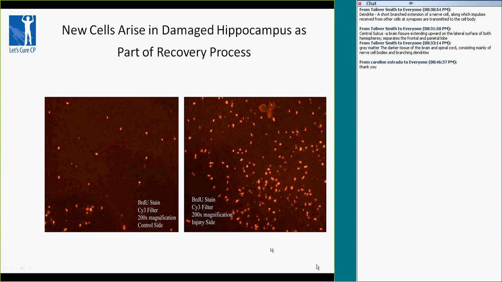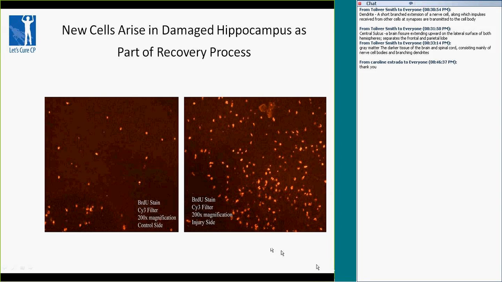BrdU incorporates into the DNA of cells. So if we injure the animals and then inject them with BrdU, only new cells will show up. So you look at the left image versus the right image there. You have the undamaged side, and you have the damaged, injury side, and there are a lot more cells on that injured side. So there's definitely a cell response. There are definitely new cells on the injured side of the brain. Next slide, please. Cliff, can you explain that a little bit better?